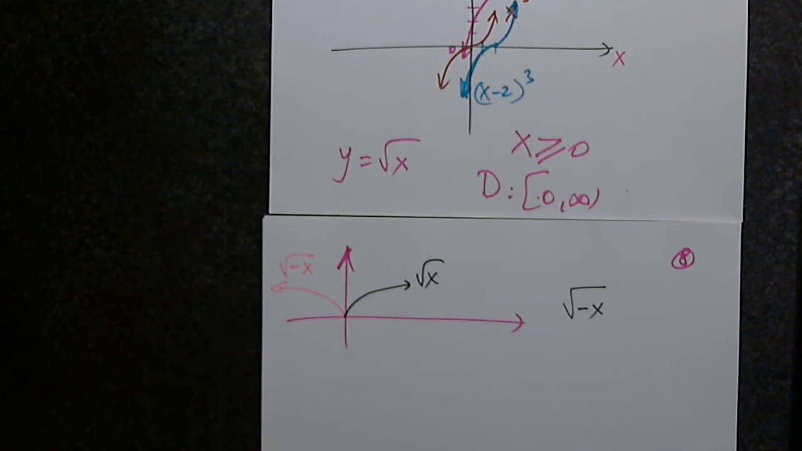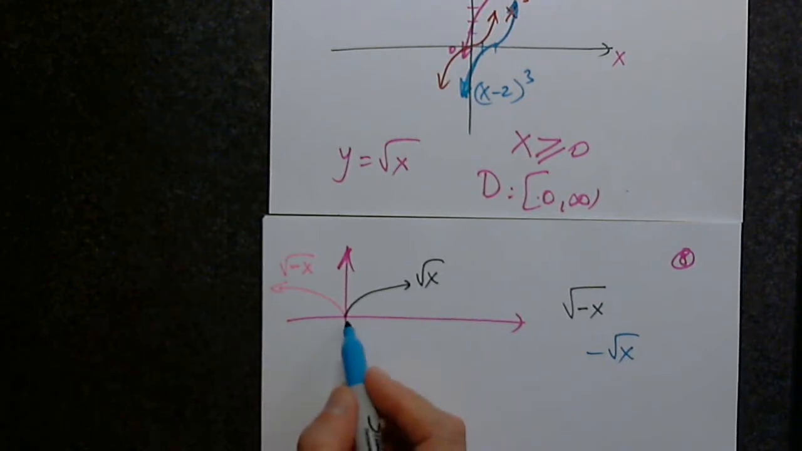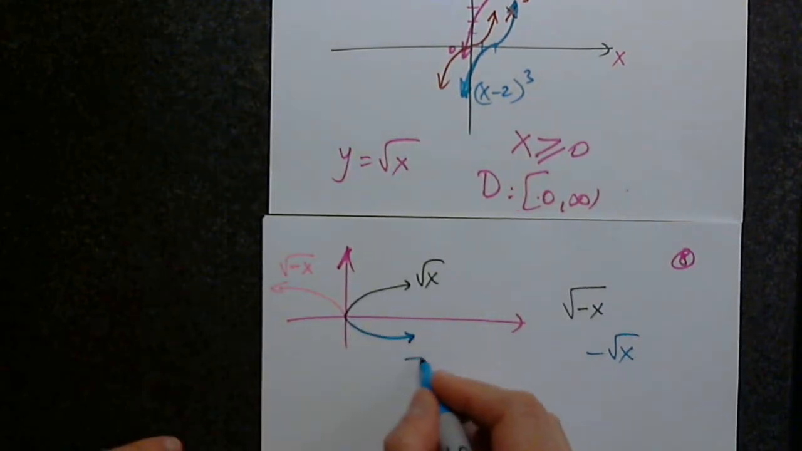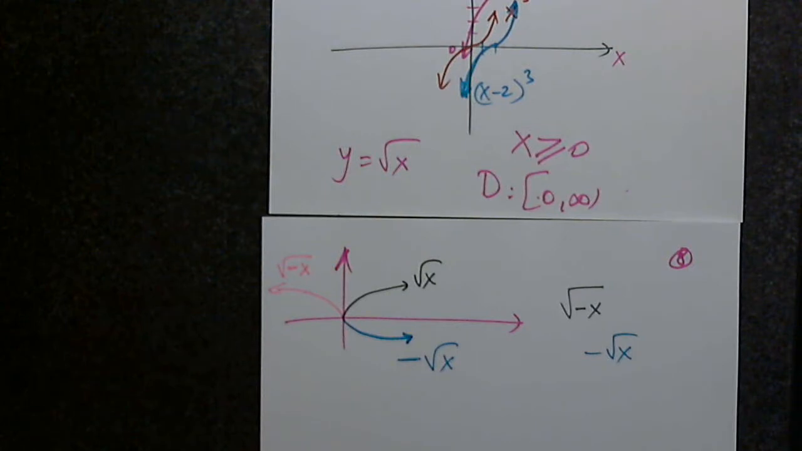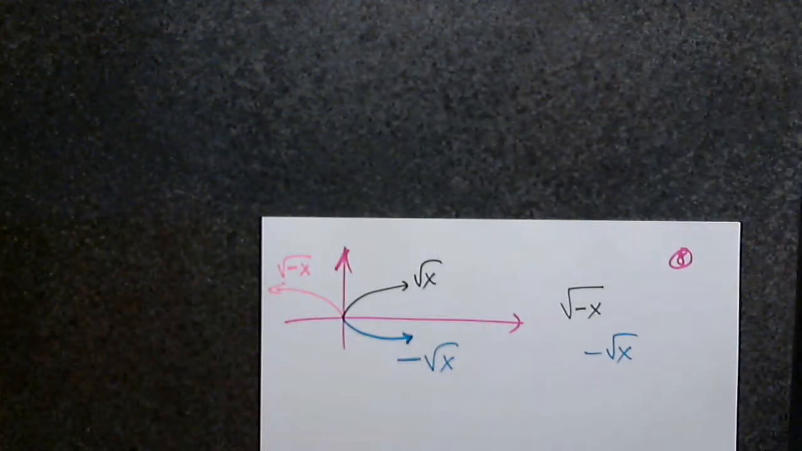What if I want to graph negative the square root of x? Now I'm reflecting with respect to the x-axis, so this is negative the square root of x. These are other transformations, reflections in other words. Any questions?